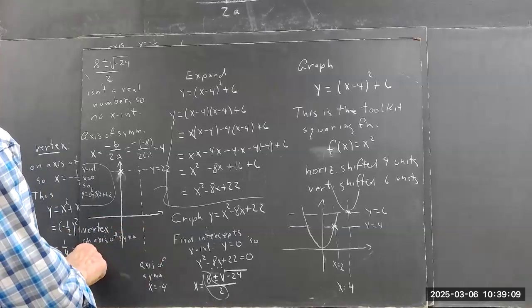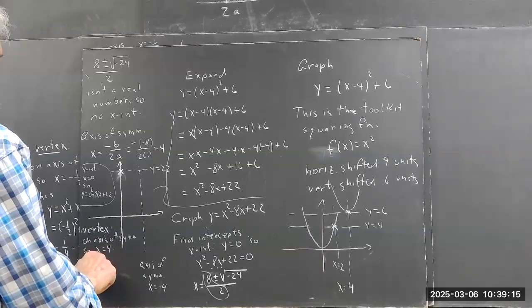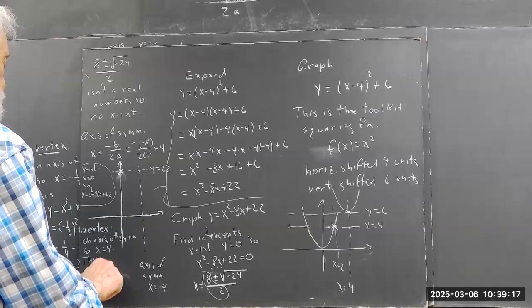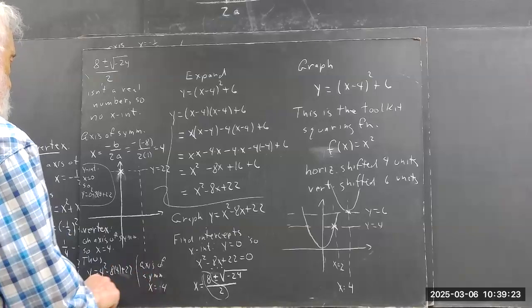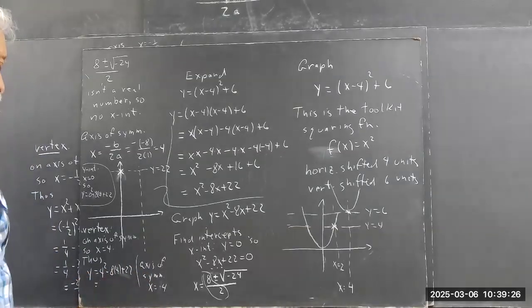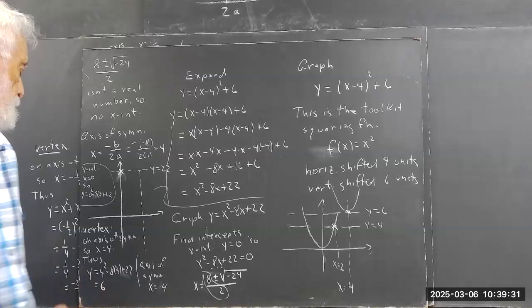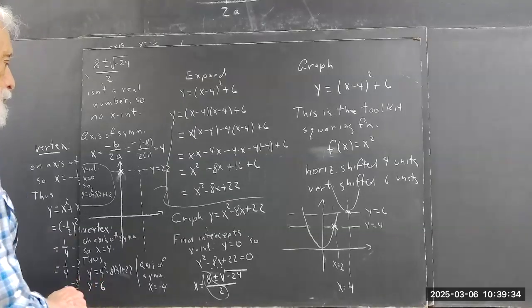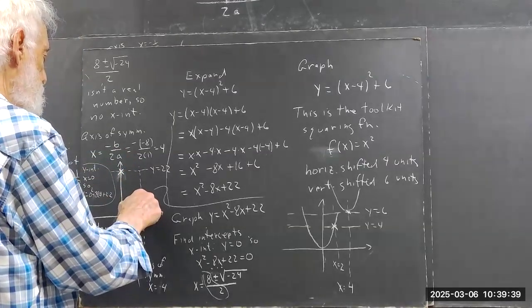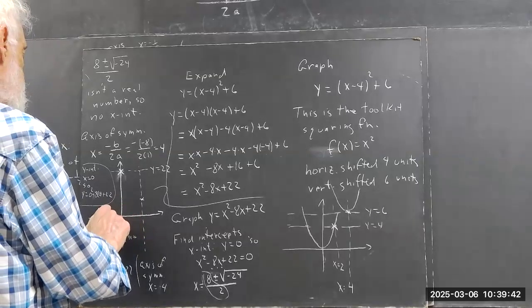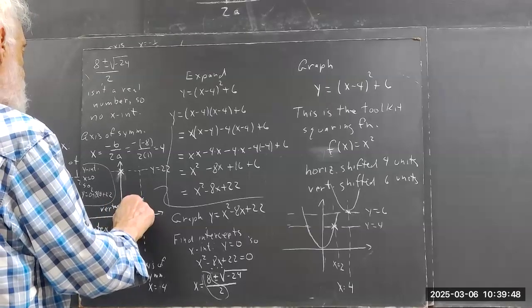On the axis of symmetry, so x equals 4. Thus, y equals 4 squared minus 8 times 4 plus 22. That's going to come out 16 minus 32 plus 22, and that's 6. So if y equals 22 here, 6 is going to be down here someplace. Okay, so here's our vertex, the point (4, 6).